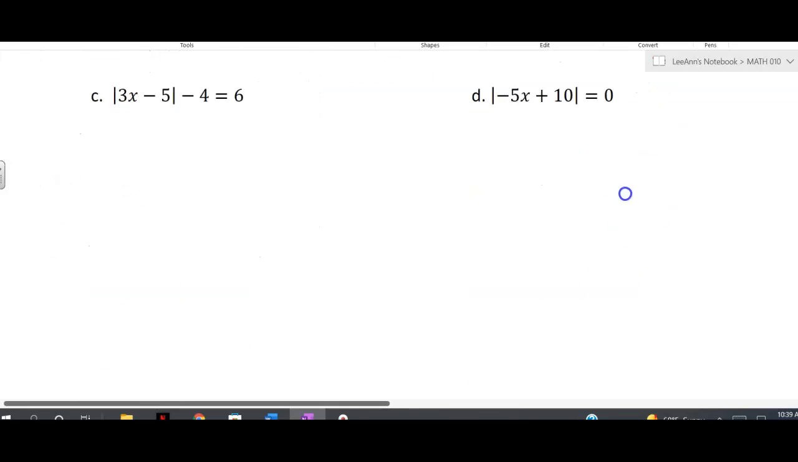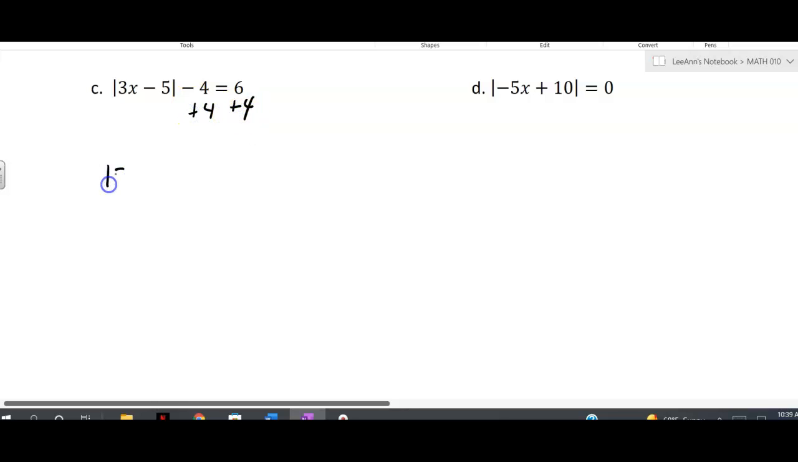Okay. This next one, the absolute value is not isolated. It's not by itself. So the first thing you have to do is add 4 to both sides. Now, a lot of times students make mistakes. They're like, oh, let me write my two equations, but don't do that because that will be a mistake. So get the absolute value part by itself. All right, get rid of anything around it. So I add 4 to both sides, and now I have a new equation. Now I can set up my two equations.